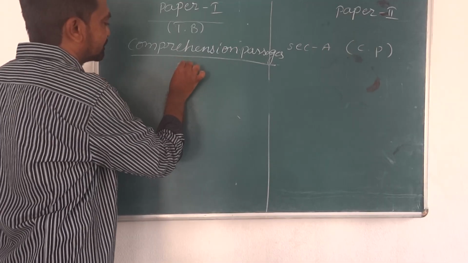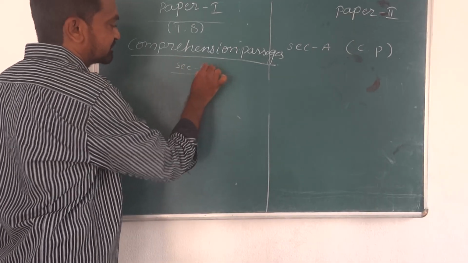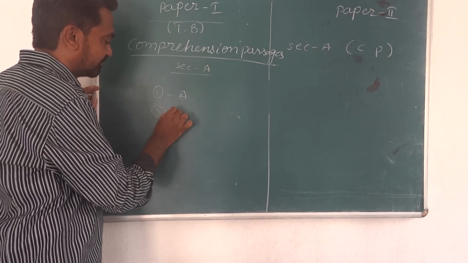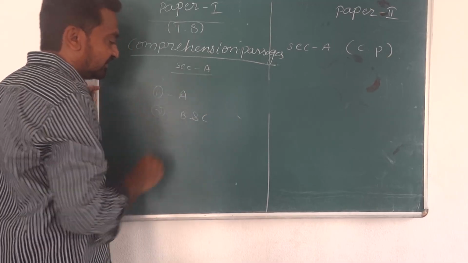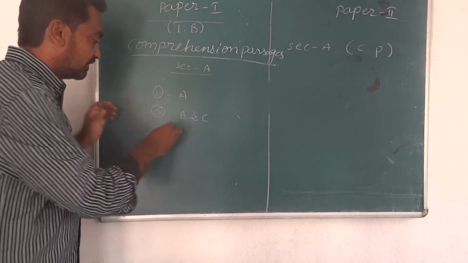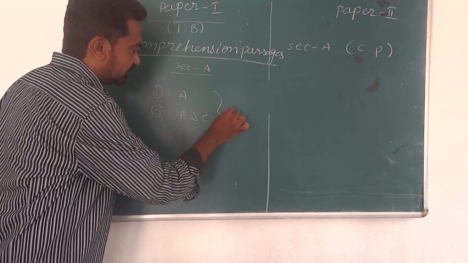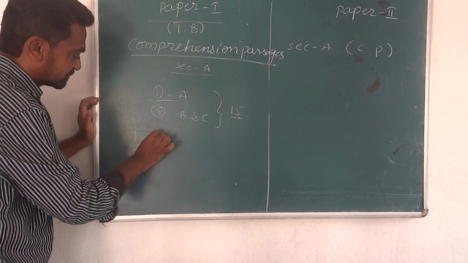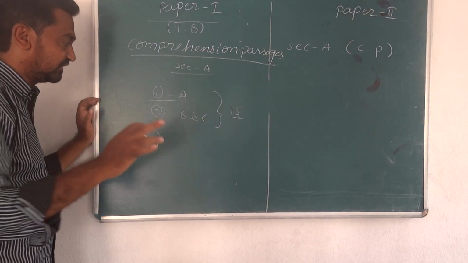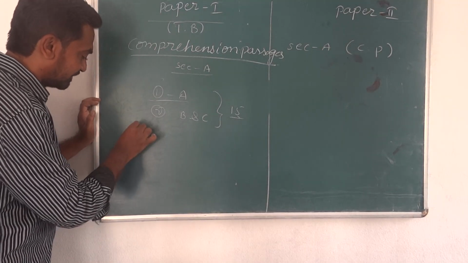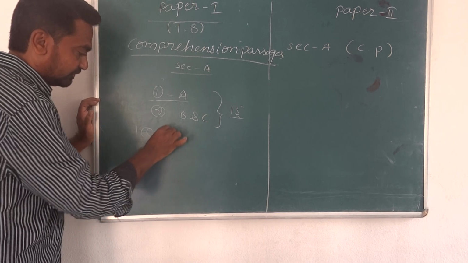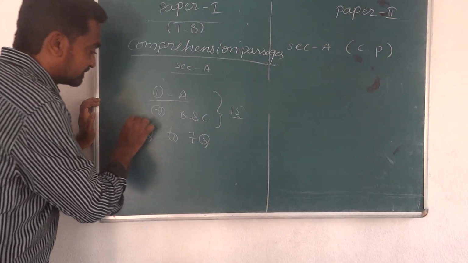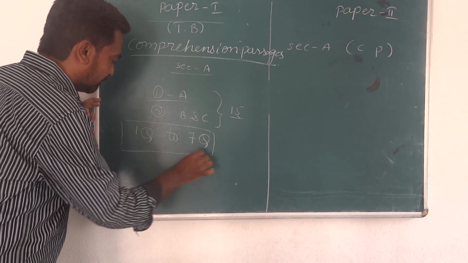Section A, there will be two passages, I told you. The first passage comes from A and the second passage from the B and C reading. This total carries 15 marks, I told you. Here, question number 1 to 7. Let me write clearly: question number 1 to question number 7.